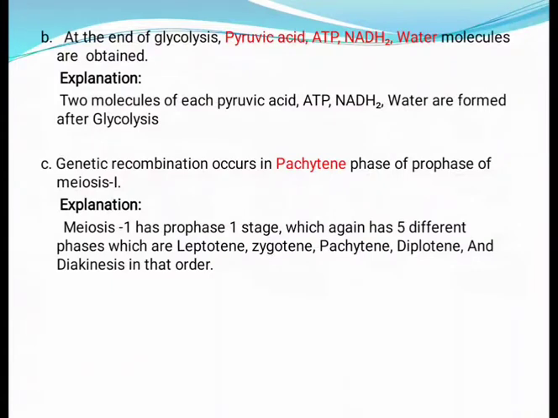Next, genetic recombination occurs in dash phase of prophase of meiosis 1. Answer is pachytene. Explanation. Meiosis 1 has the prophase 1 stage, which again has 5 different phases, which are leptotene, zygotene, pachytene, diplotene and diakinesis, in that order. So let's see this in detail.